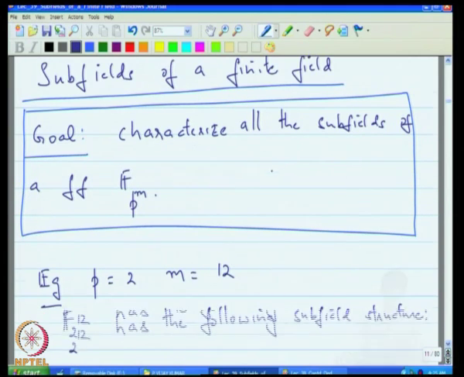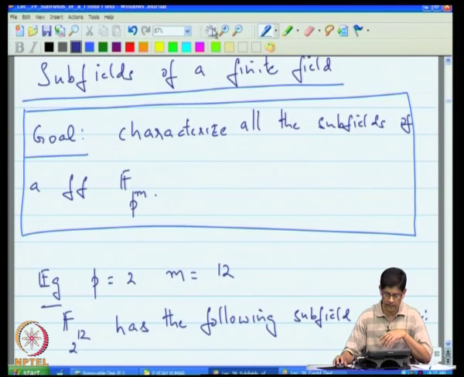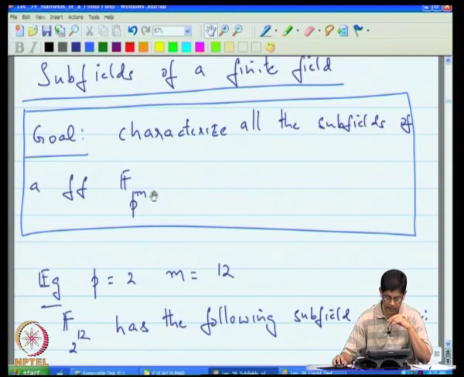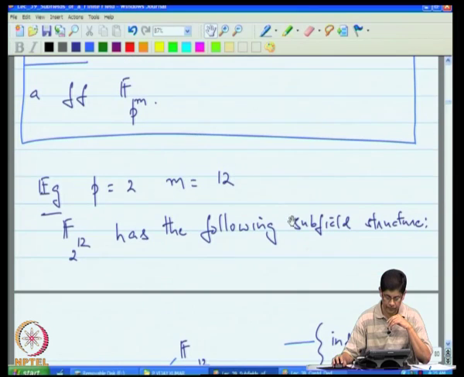So, our immediate goal now is to characterize all the subfields of a given finite field F_p^m, and it turns out that such a characterization is possible purely keeping in mind the size of the finite field. It is best illustrated with an example.